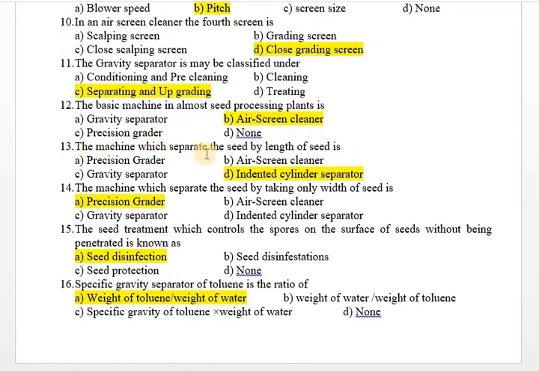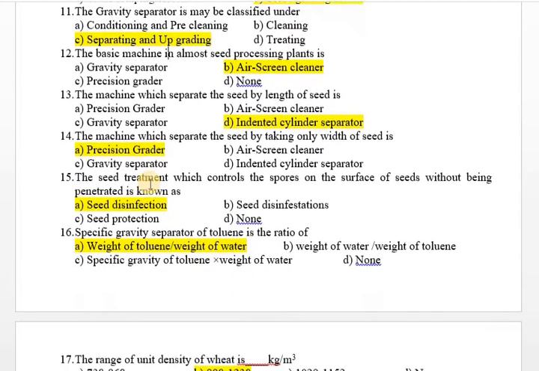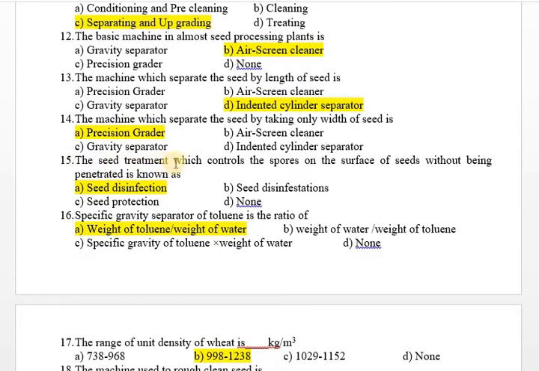Next, the machine which separates the seed by length. Okay, don't confuse. By length means indented cylinder separator. By only width means precision grader. Next, the seed treatment which controls the spores on the surface of the seeds. Spores means small holes. Controlling spores on the surface of seeds without being penetrated is known as seed disinfection.